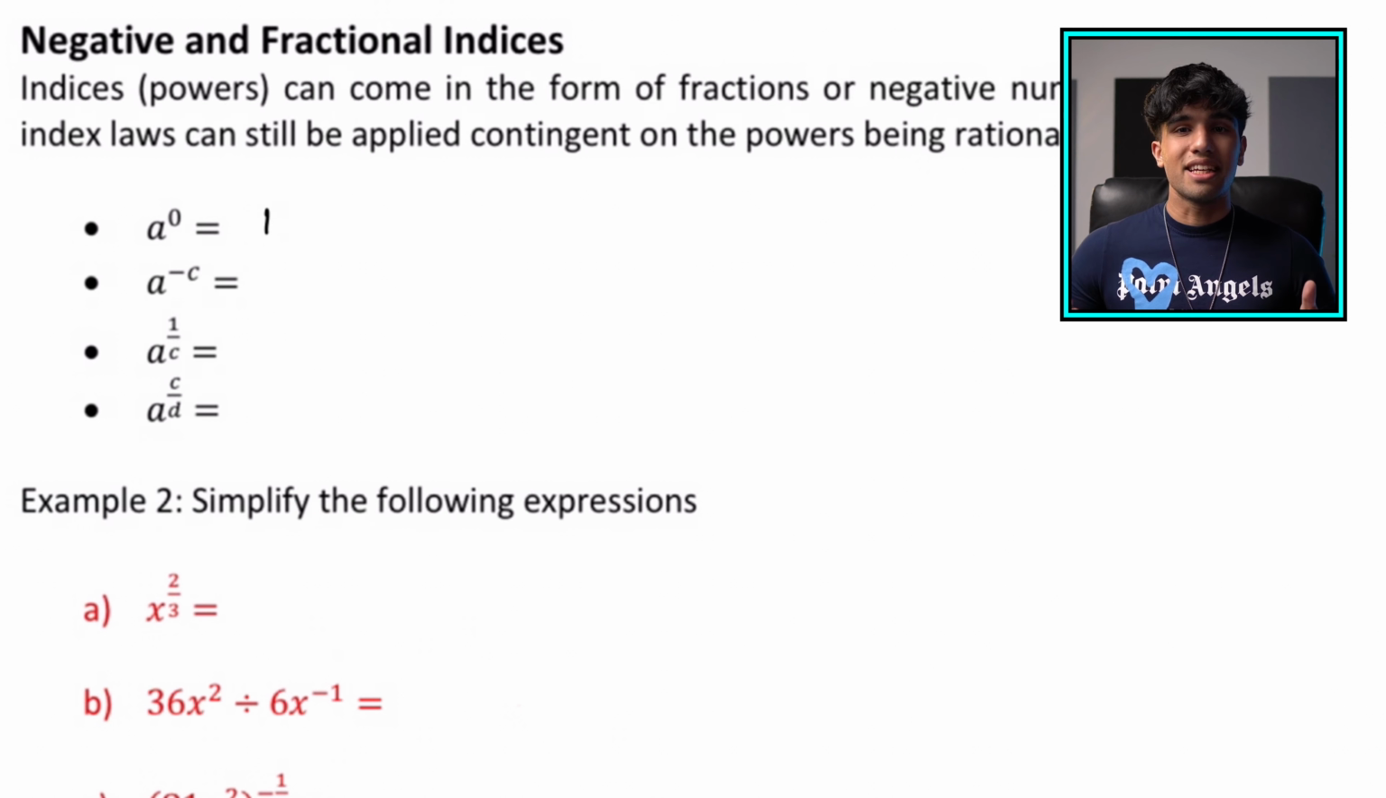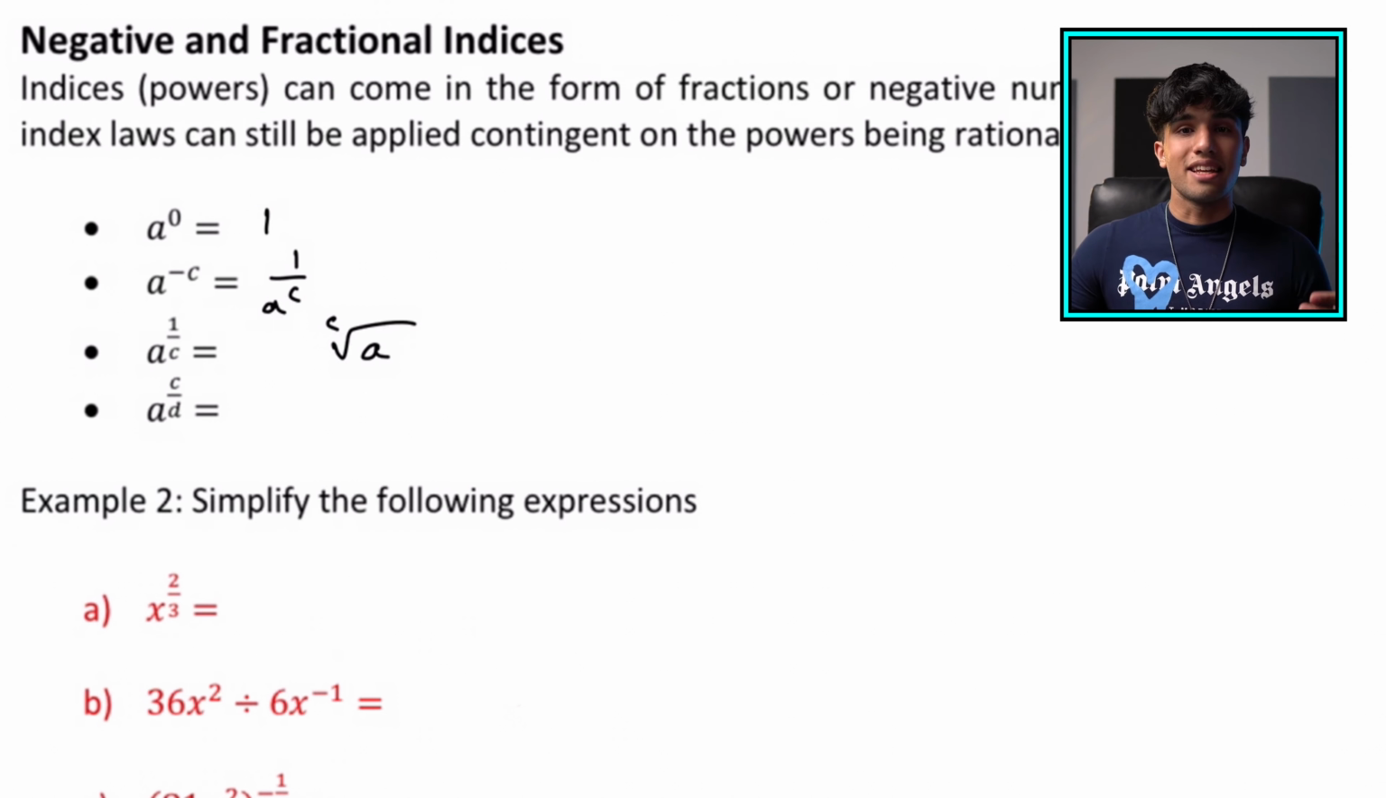Our second index law is when we have a negative indice. The trick to turn our negative indice into a positive indice is writing the reciprocal of our term, which means writing 1 over our term. In this case, we get 1 over a to the power of c, and that gets rid of that little minus sign. Our third index law is when we have a fraction as our indice. We can write this as the c root of a. For example, if c in this case was 2, we'd have a to the power of half, and that can be written then as the square root of a.